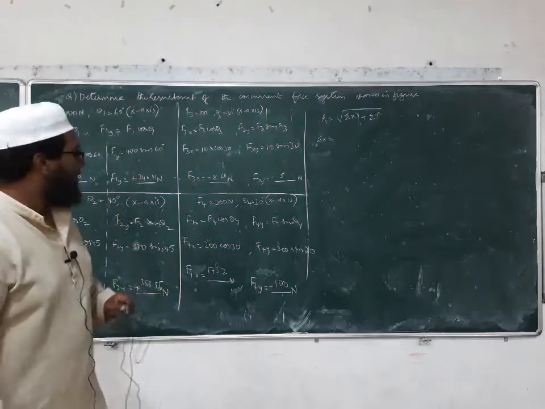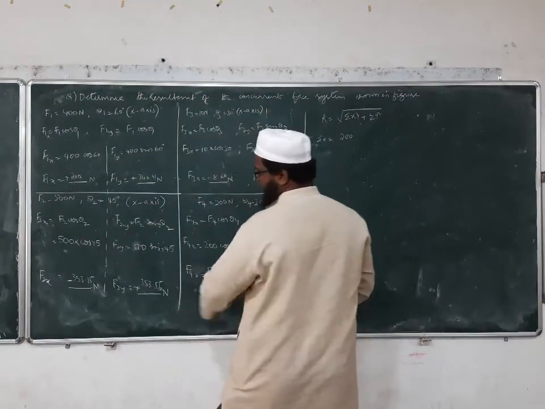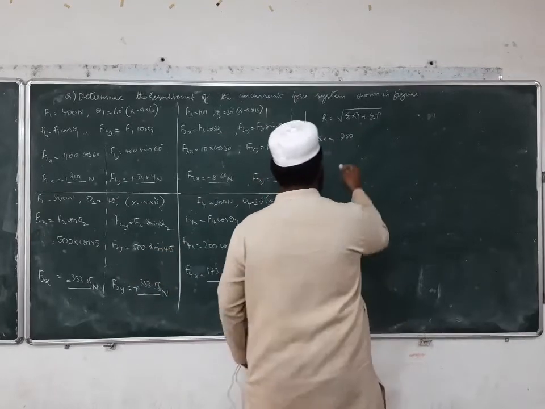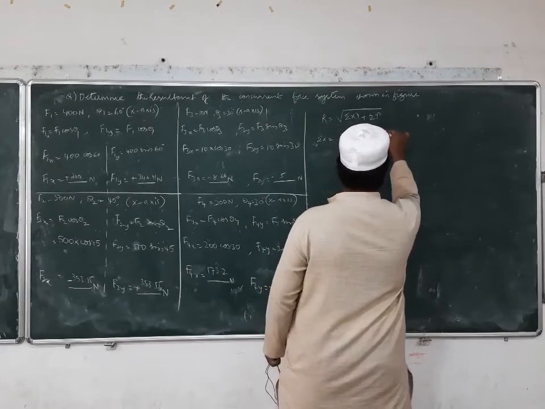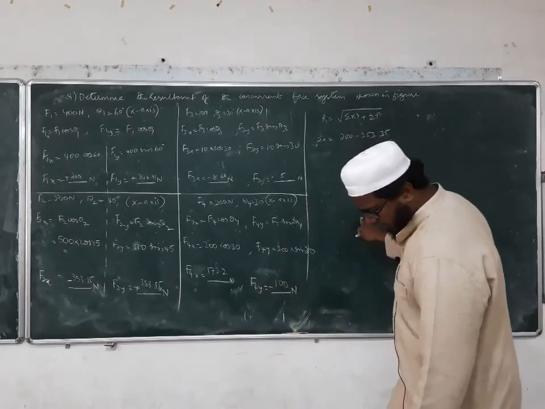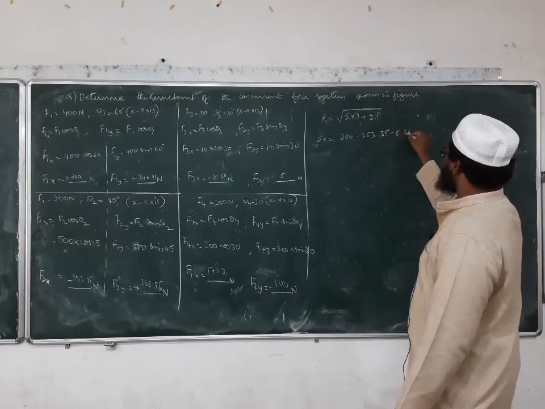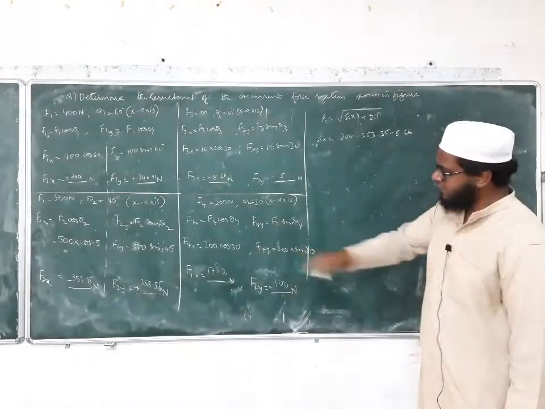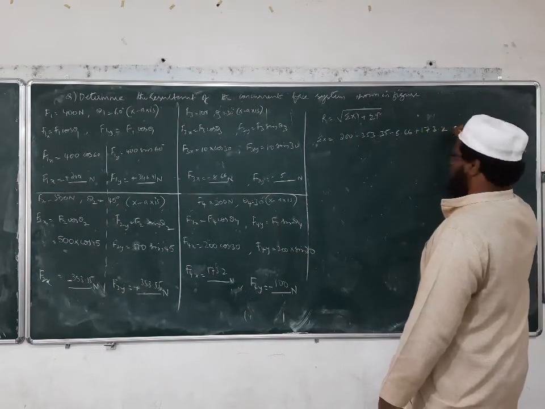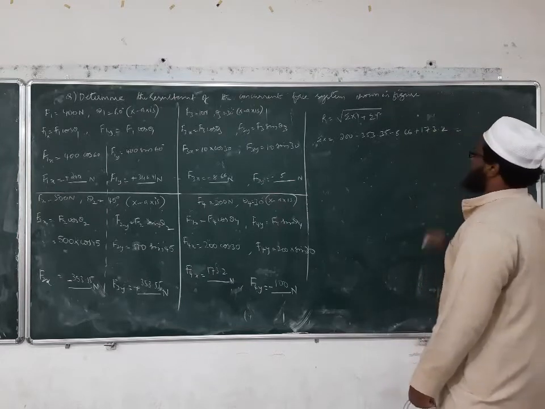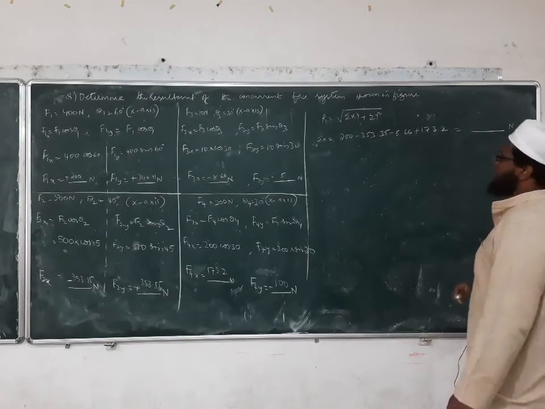Okay. So in F1x we have 200. Then the x component of F2x is how much? Minus 353.55. Then we have F3x. F3x is how much? Minus 8.66. Then what about F4x? It is plus 173.2. What is the value? You have to calculate this value. Okay. We'll get it in newtons.